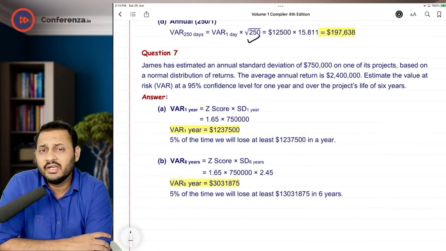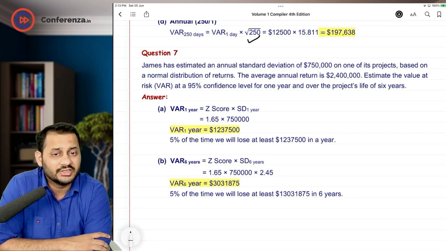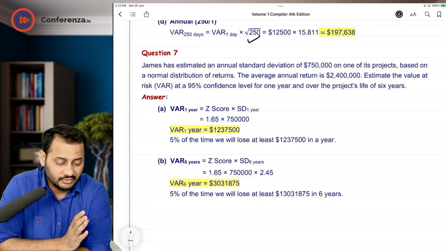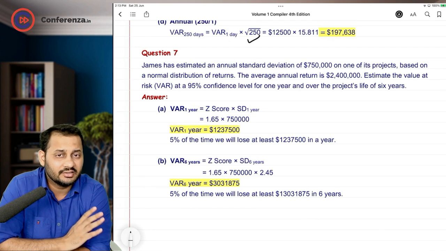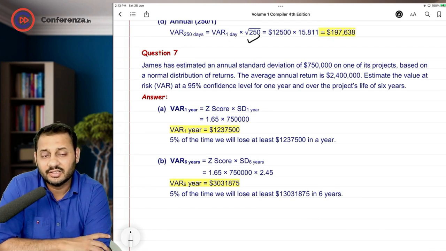With every new question, we are going to learn something, and that question gets difficult. 7th, 8th, 9th, 10th, 11th, 12th and 13th. It will get difficult the moment we solve each question. Have a look on question number 7 now.